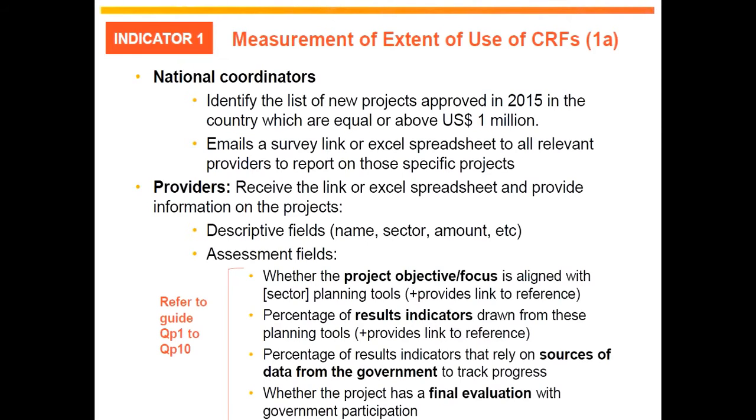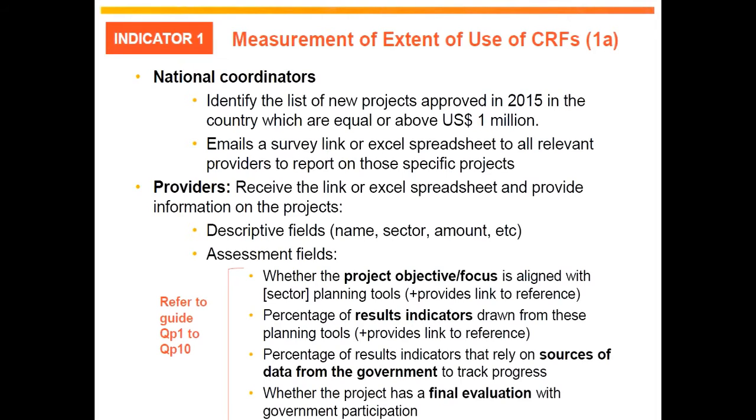For results indicators, if your project has 3, 4, 5, 2, maybe 1 results indicator, outcome indicator, just mention the percentage of results indicators, outcome indicators in your project document that are drawn from government planning documents. And provide the evidence for it.